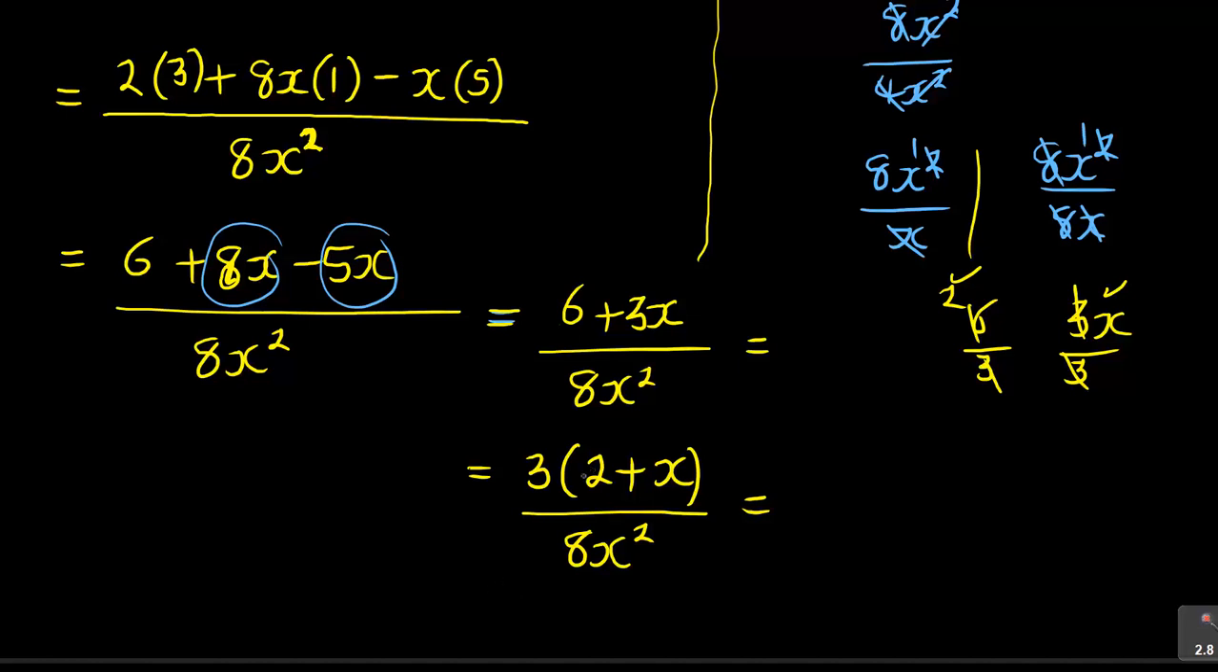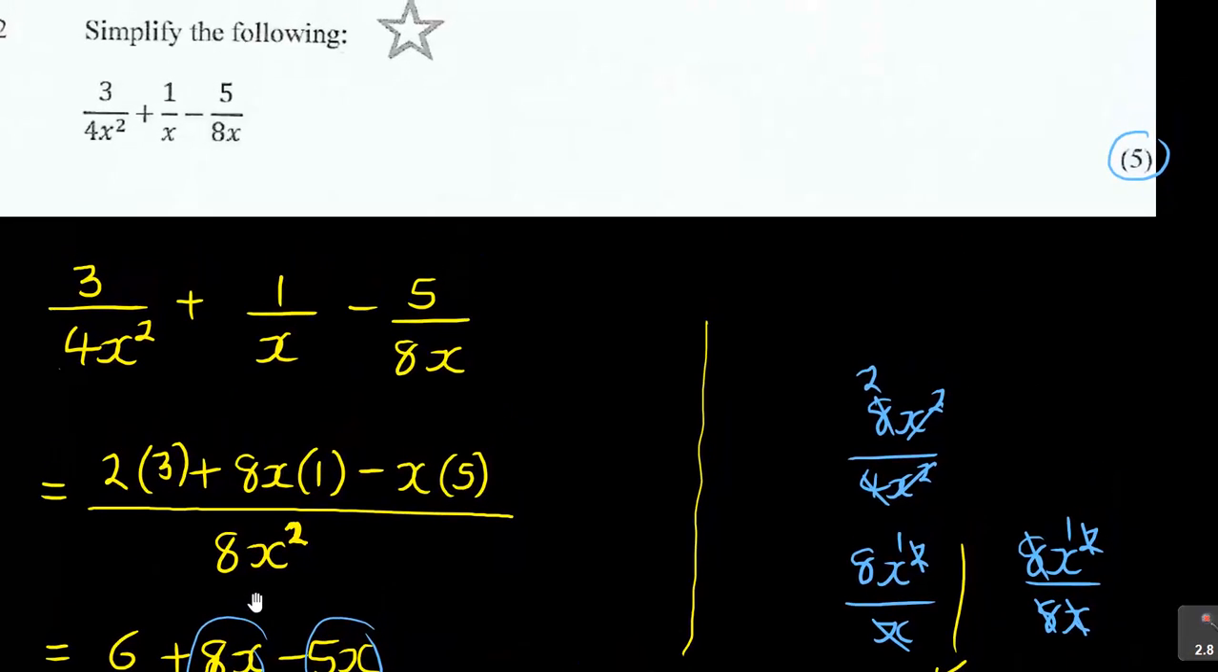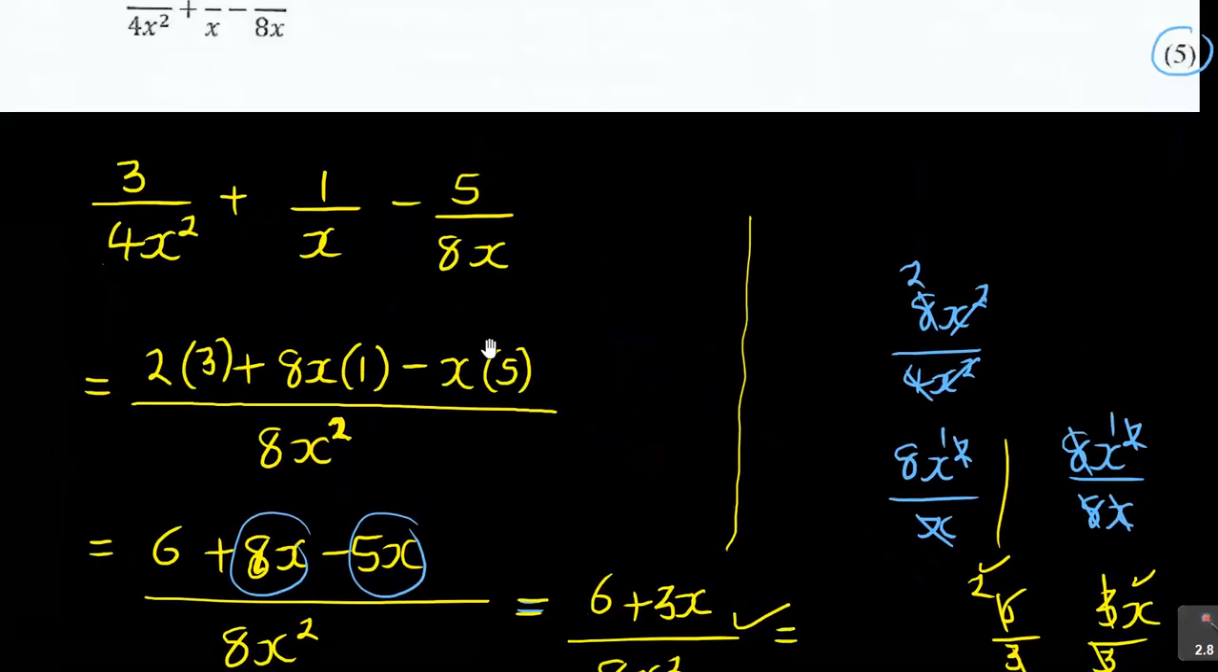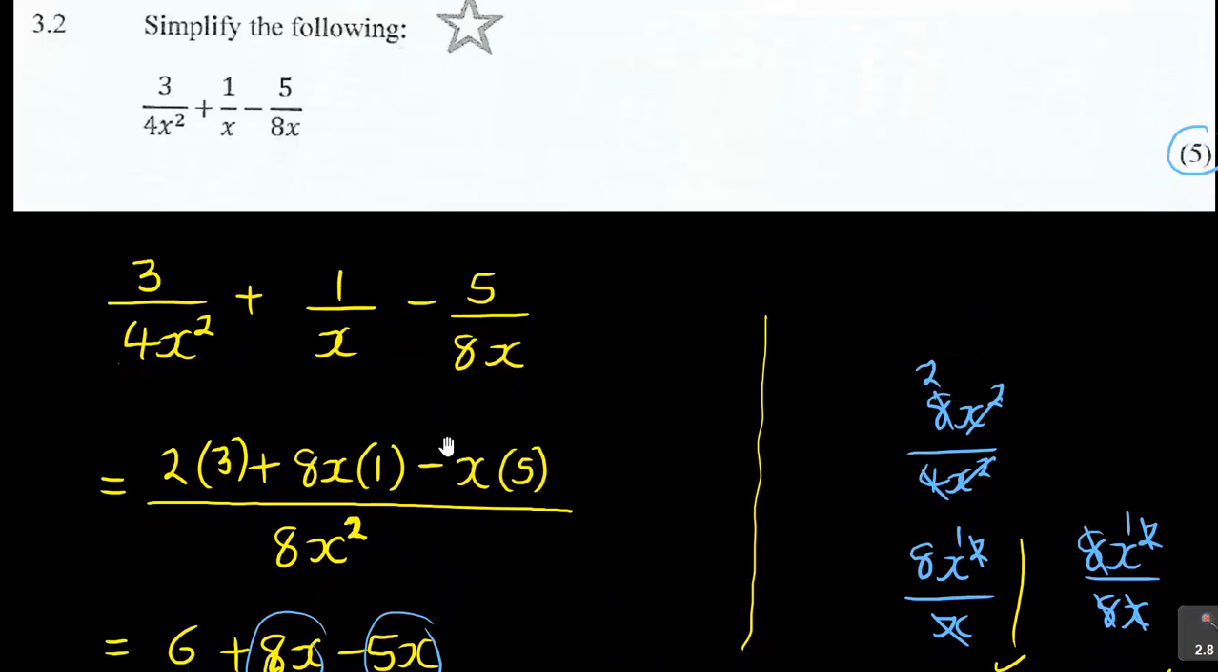So the solution could have been here, or it could have been here. Let me just check the question. The question was simplify the following. So you can test your answer, choose any value of x. For example, you can say let x be equal to, let's say 15, just for argument's sake.